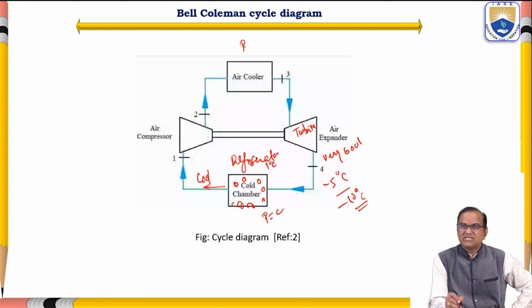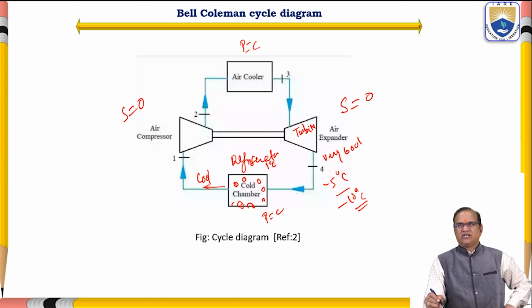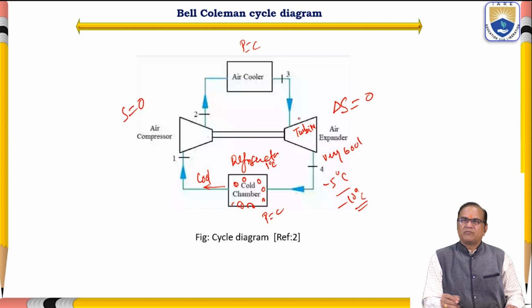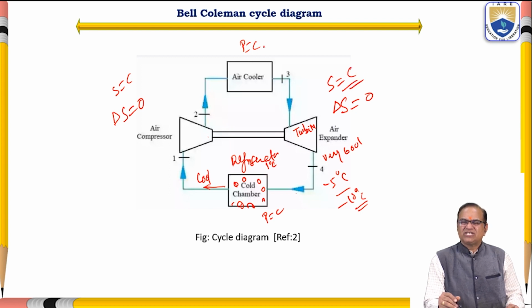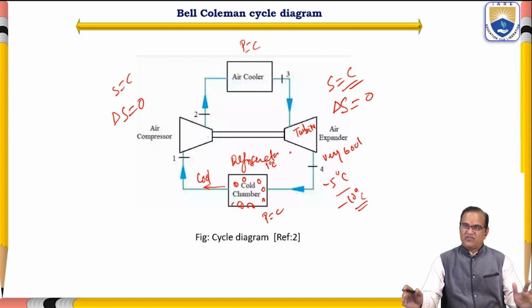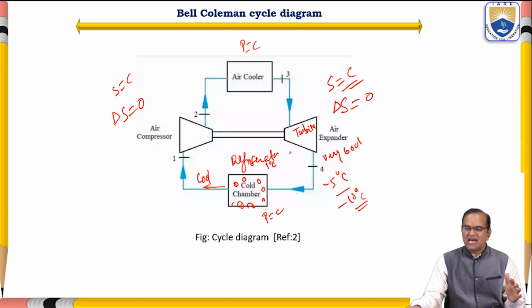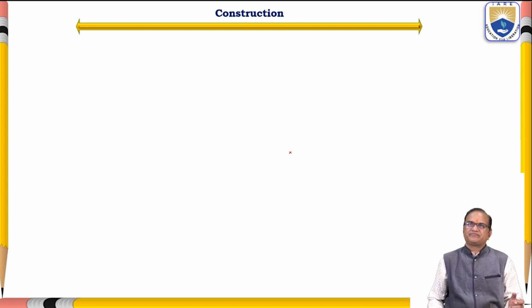This is also constant pressure here. Here the entropy is constant, and here also entropy is constant. So there is no change in entropy. So S is equal to C, delta S is equal to 0. Here pressure is constant and here the pressure is constant. So this is the process for any refrigerator and how these refrigerators are working. That I am going to discuss in my next slides.